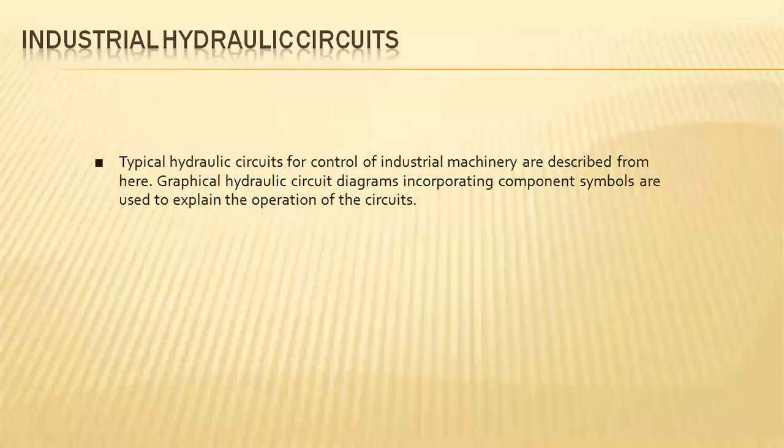Next one is industrial hydraulic circuits. There are typical hydraulic circuits for control on industrial machinery, which are described from here. That is, the graphical hydraulic circuit designs, or the pictorial or diagrammatical representations, which incorporate the component symbols used to explain the operation of the circuits.